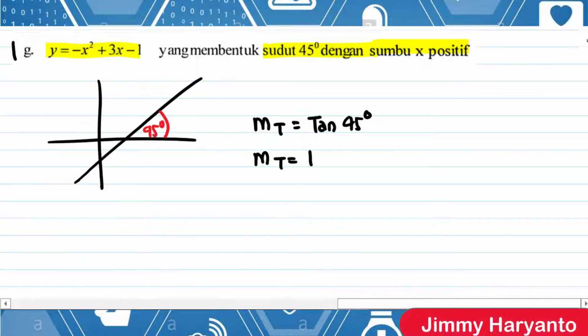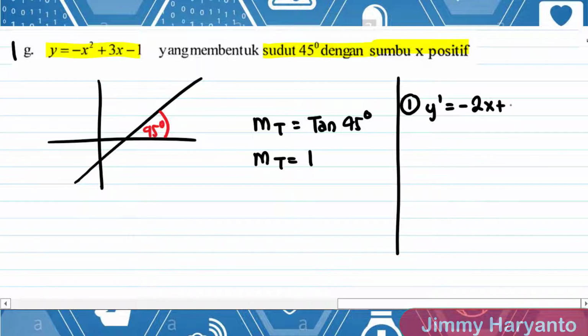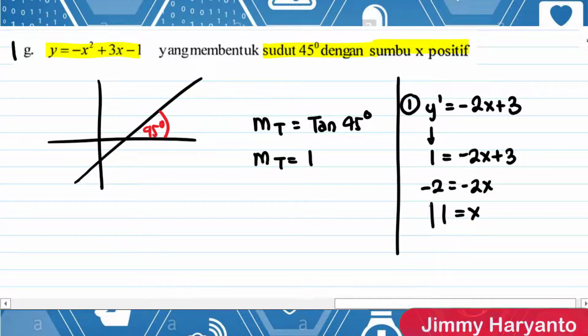So we already have the gradient of the tangent. That means we have to reverse the process. So the first step is dy/dx equals negative 2x plus 3. And that means this dy/dx can be replaced with the gradient of the tangent, right? Because dy/dx equals the gradient of the tangent. So it will be 1 equals negative 2x plus 3. From this, we can find the value of x. So x equals 1. There you go.